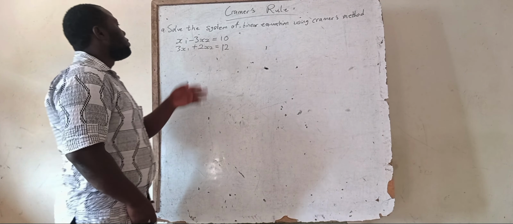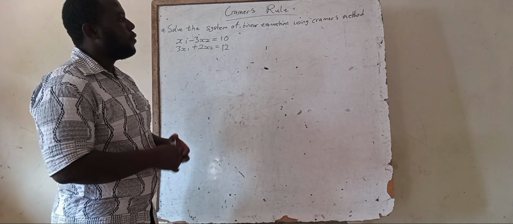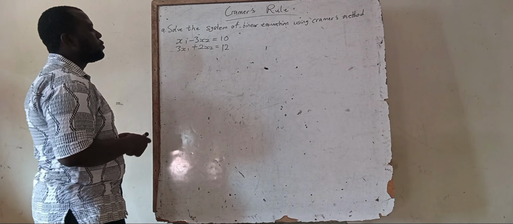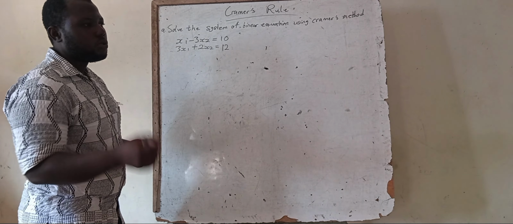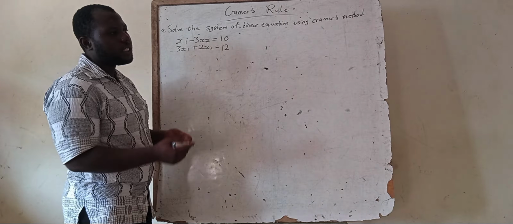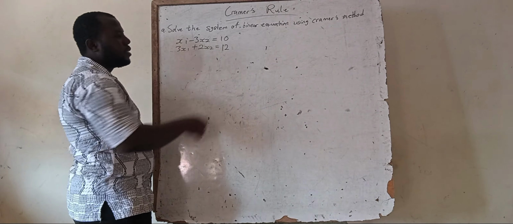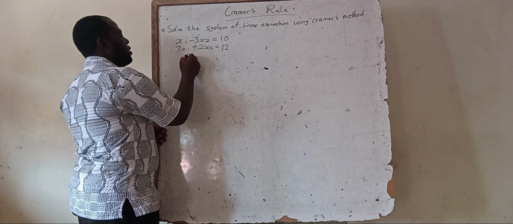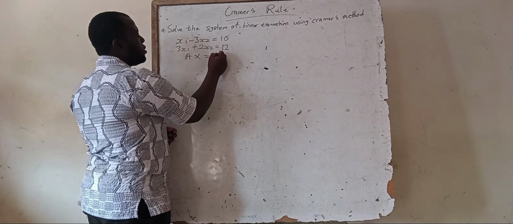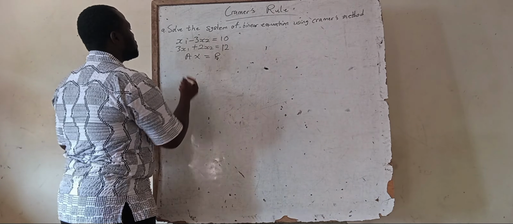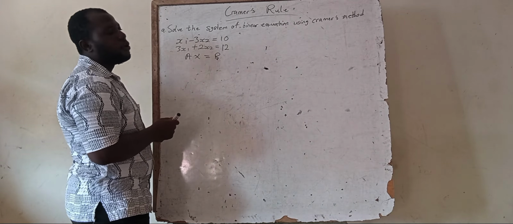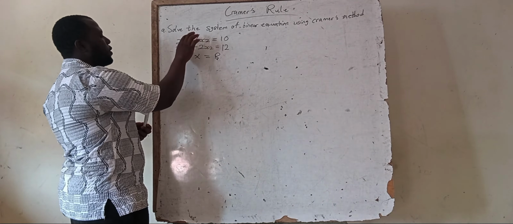Let's move on to solving a system of linear equations using Cramer's method, or Cramer's rule. To first use Cramer's rule, we have to represent what has been given as Ax = b. So let's go ahead. What will be our A?